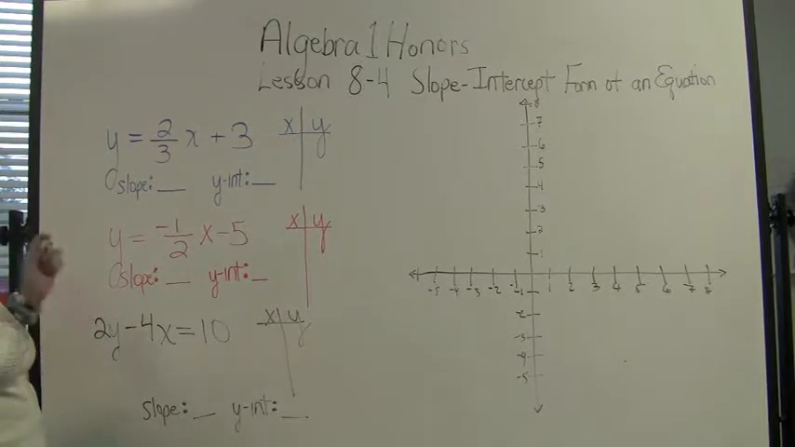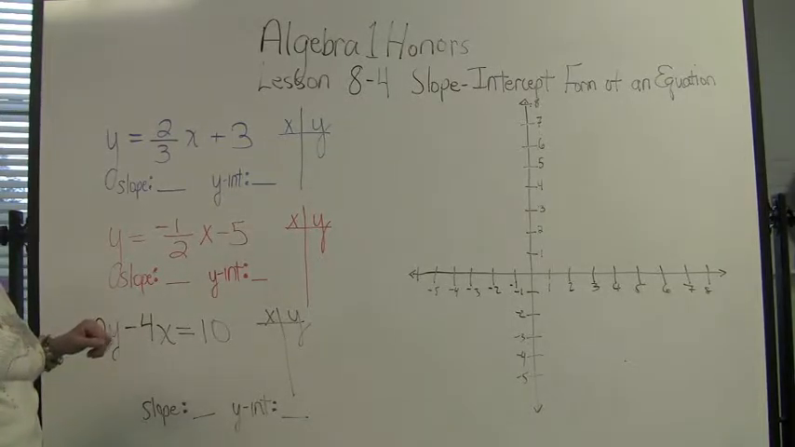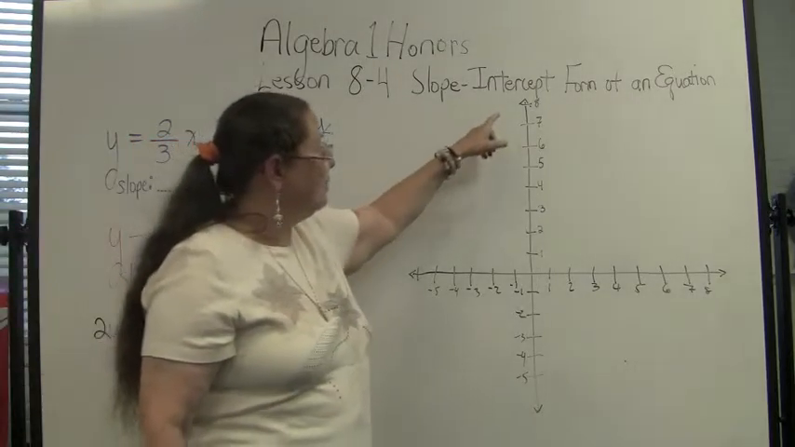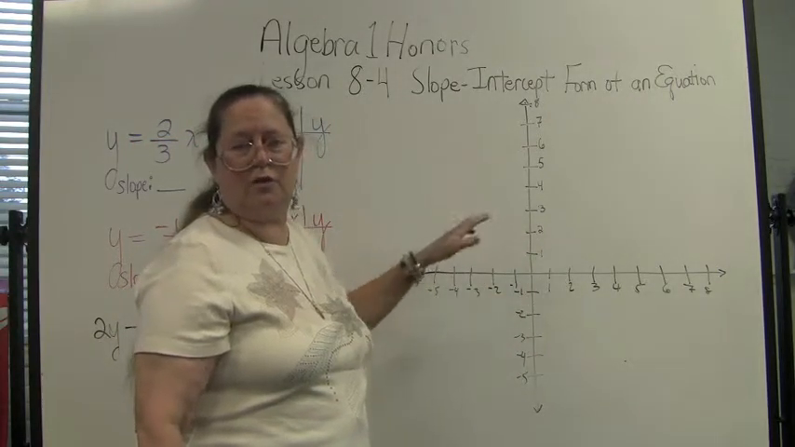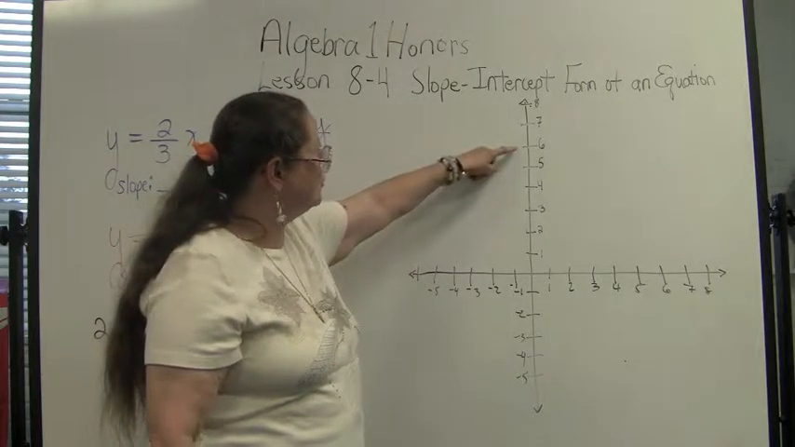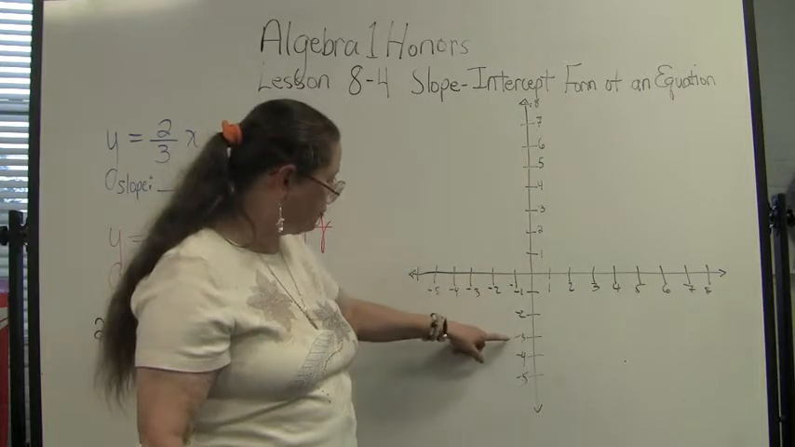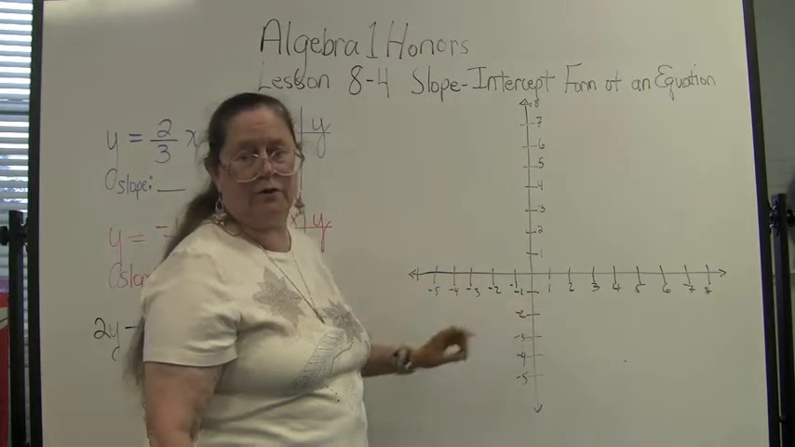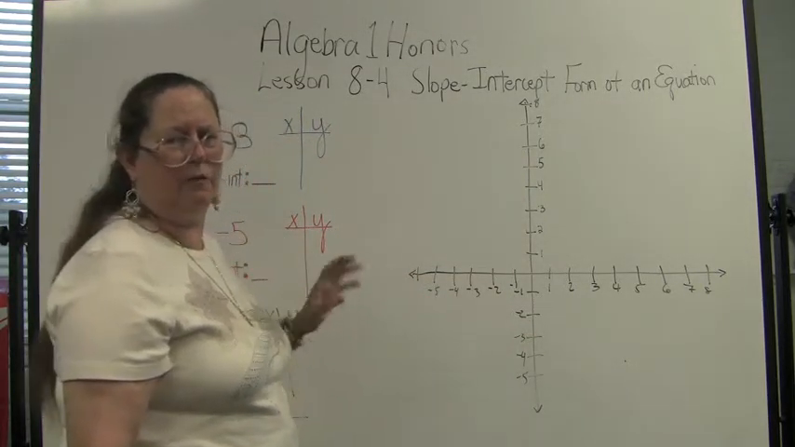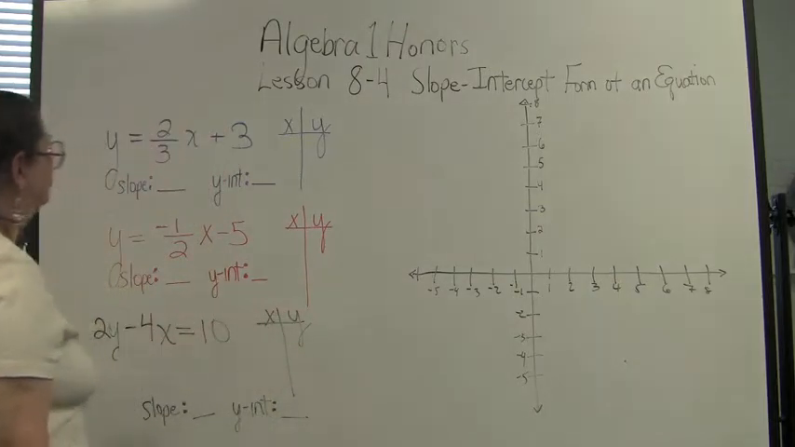Now, you have already learned about the slope of a line, and the y-intercept is very simply the number where the line cuts across the y-axis. So if it cuts across right here, then the y-intercept is 6. If it cuts across right here, the y-intercept is -3. Okay, that's all that we mean by y-intercept.